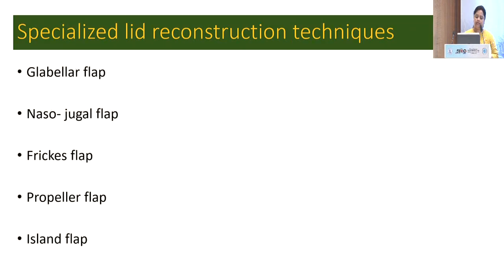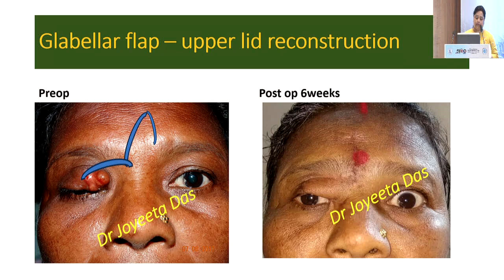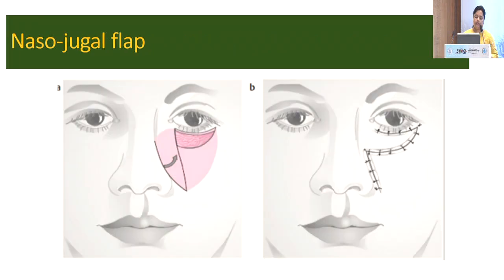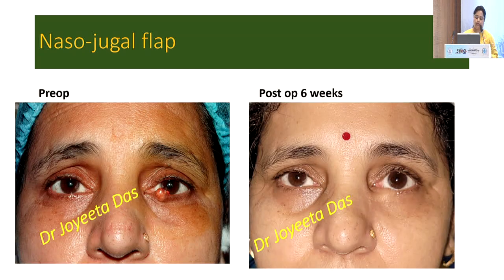There are some specialized flaps, like the glabellar flap, which can be used in upper lid reconstruction, and the nasojugal flap, which is used to fill the defect of the medial lower lid. This is the pre and post-op picture of this face.